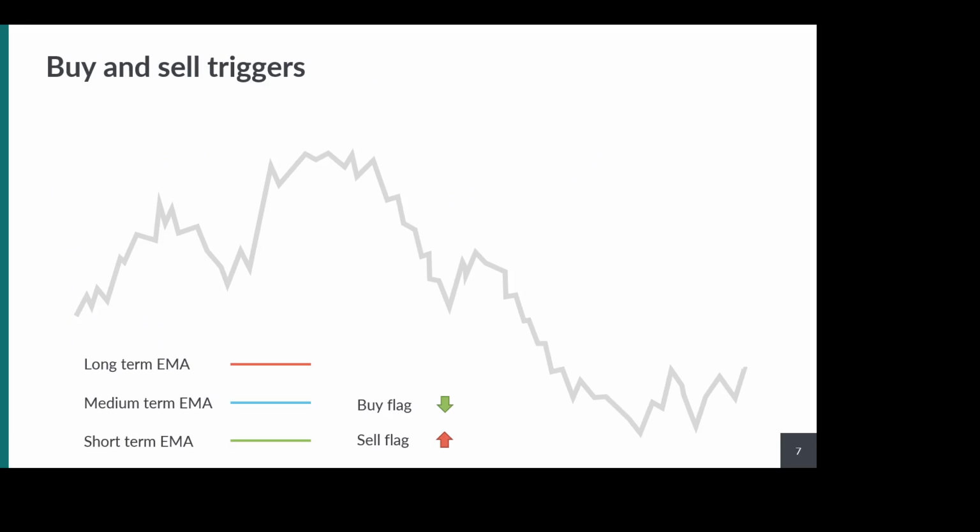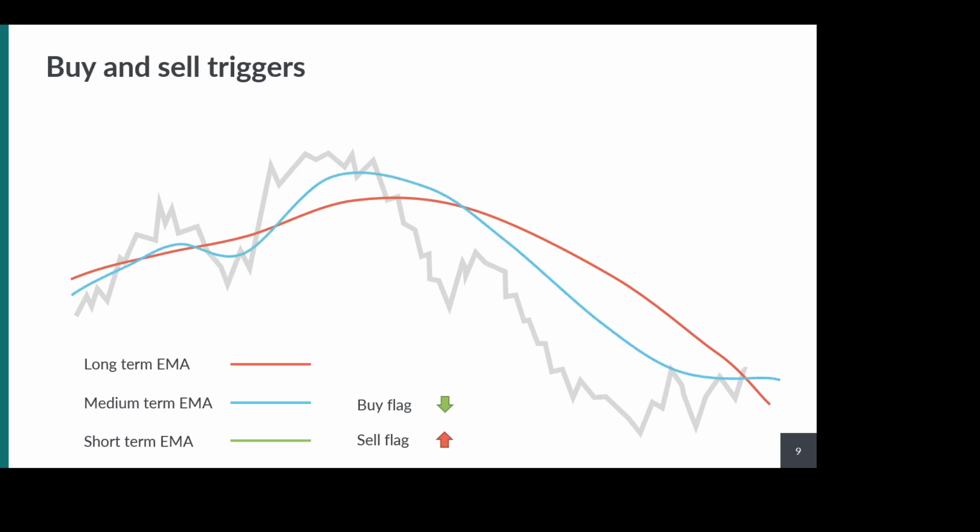To generate the buy and sell triggers from the triple EMA, we first can consider this toy data set here, and the long-term EMA will be a smoothed representation of this data set. The medium-term EMA will be a less smoothed representation, and the short-term EMA will be the most sensitive to the changes in the data. From this data, we can use our rules to then look at when the short-term EMA is either above both the medium and long-term, or below the medium and long term. And we can illustrate the flags of the buy and sell as such.